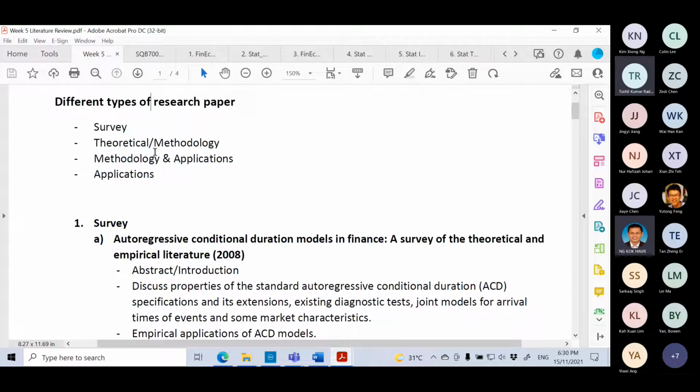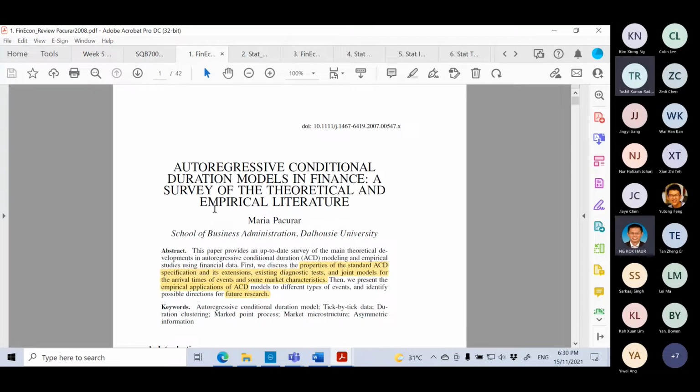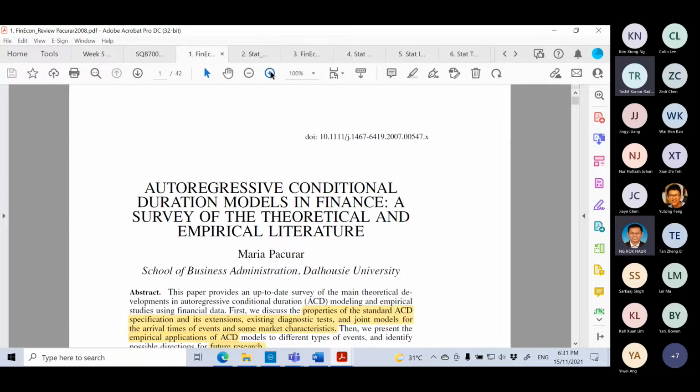So I gave you these 12 papers. The first 3 papers: the first one is by Bajura. This one is a survey paper, one type of survey paper, meaning a survey on the previous models in this research area. They call it autoregressive conditional duration models in finance: a survey of the theoretical and empirical literature. So if you are interested, you can go through this paper.